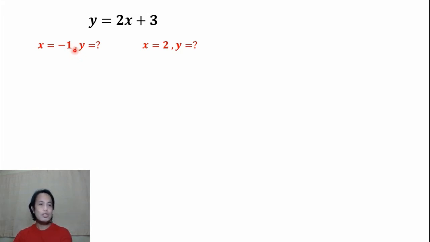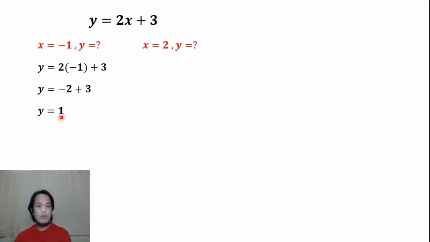We will substitute this value of x to the equation. So instead of writing x here, we change that with the value of x which is -1. So that gives us y equals 2 times the assigned value for x, which is -1, then we copy +3. Then we multiply, of course, 2 times -1 is -2, then +3. -2 plus 3 is +1. So therefore, if the value of x is -1 for this equation, our y is +1.